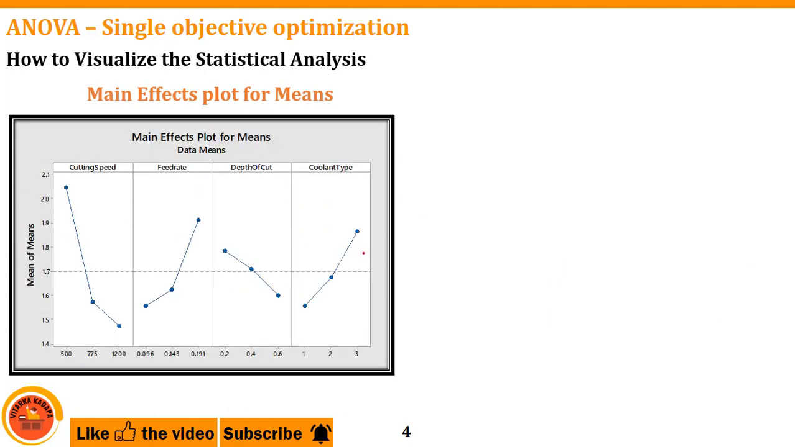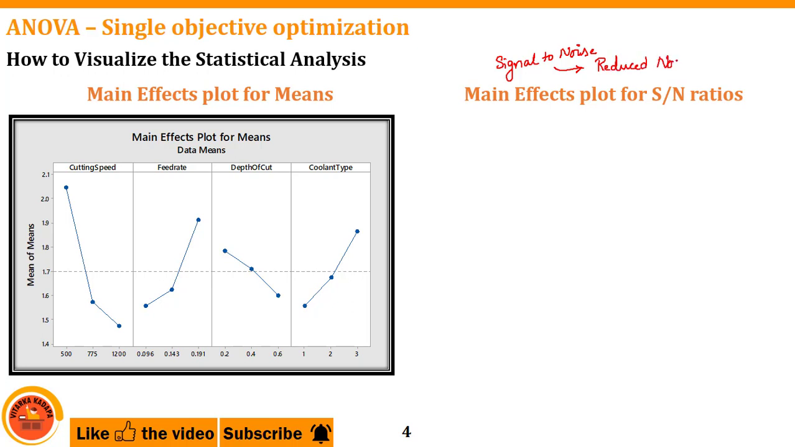I have given a general overview. Now we will go to the S by N ratios. As I discussed in the previous video, S by N is the signal to noise ratio. As Taguchi framed it, we have to reduce the noise, whatever the noise may be. This noise should be close to 0. Whether it is a positive value or a negative value, it should be close to the 0 level.